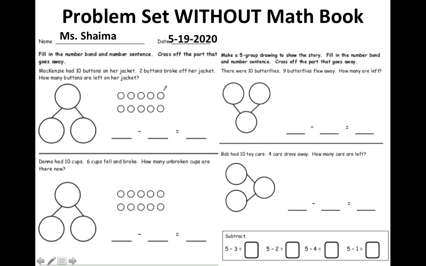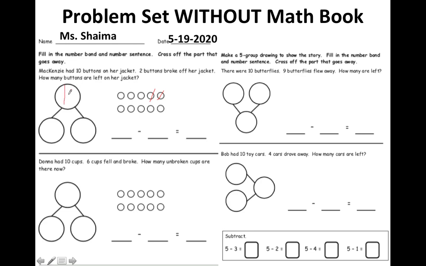So same thing, I'm going to cross 2 off to show that they are broken. So now all I have to do is count, right? I have 5 at the bottom, 6, 7, 8. I started off with 10.